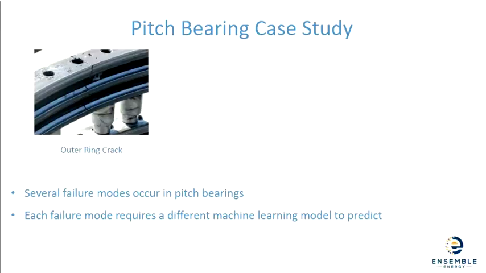So here's an example of an outer ring crack failure mode. This is quite a serious failure mode. In some cases, this can lead to the liberation of a blade. So this causes a safety issue, and can destroy a turbine as well. So it's a very serious issue.